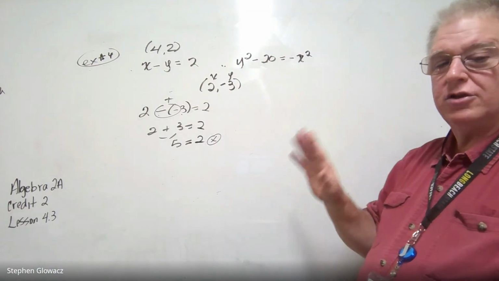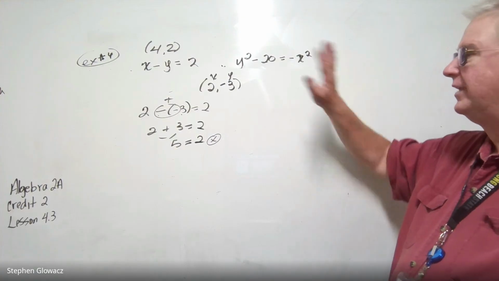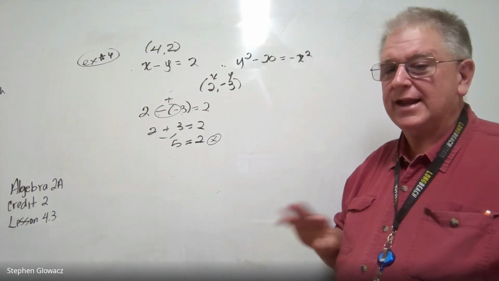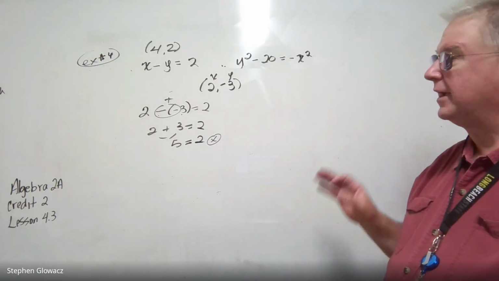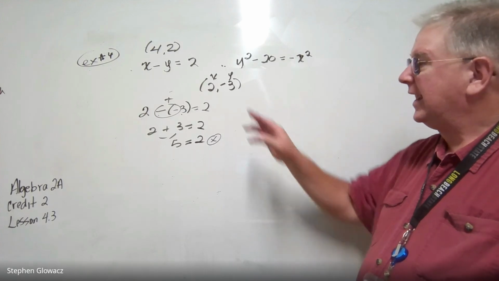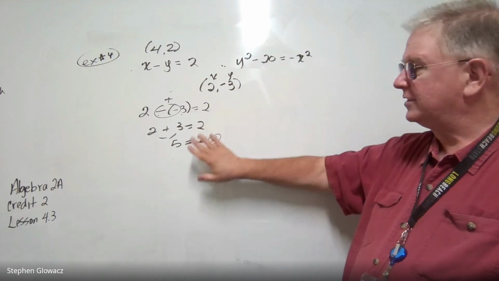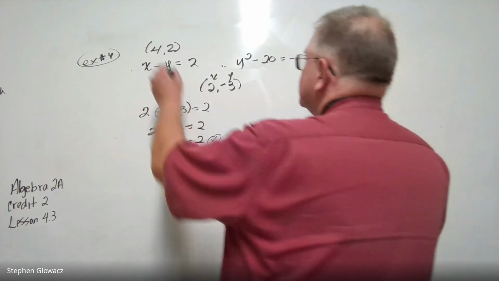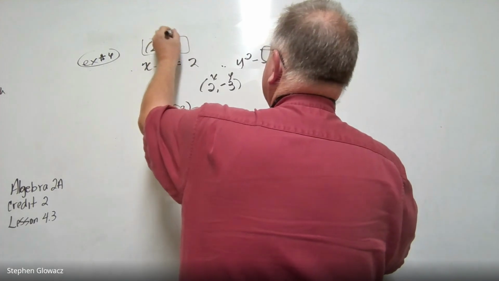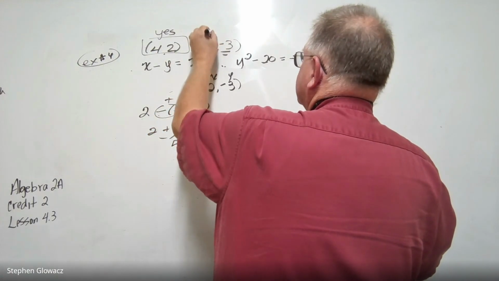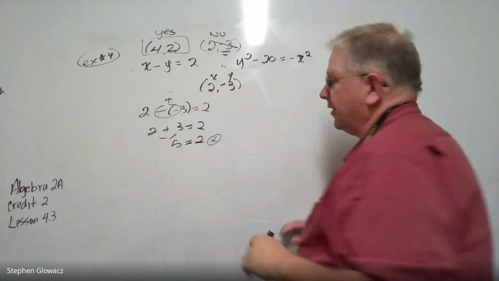If it's not a solution to your first equation, you don't even need to bother with the second. You say, well, yeah, but what if it's a solution to the second? At this point, it doesn't matter because remember, in order to be a solution to the system, it has to work in both equations. So if it doesn't work in the first, no reason to even bother with the second. So 4, 2 was a solution, so we would answer yes to that. But 2, negative 3 is not a solution, so we would answer no to that one.